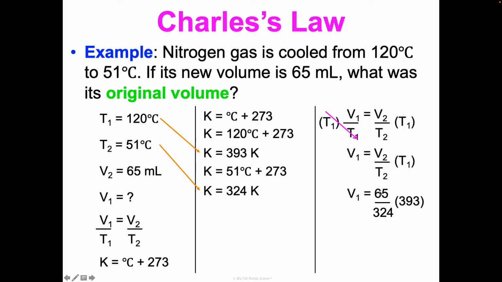Volume 2 is 65 milliliters. T2 was 51, but we're not putting that in; it's 324. And T1 is the 120, which we converted to 393. Now I can solve 65 times 393 divided by 324, and you should get 79 milliliters. Think about it. We said these have a direct relationship, so if temperature is going down, we should expect volume to go down. We're finding the initial volume, so it should be higher, which it is.